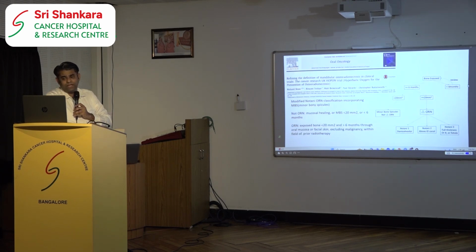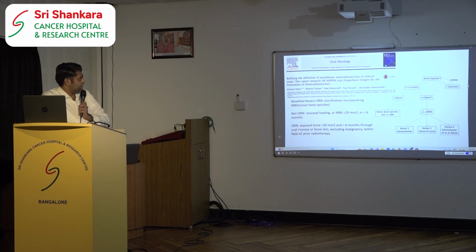This has been modified by the group which conducted the HOPON trial, that is hyperbaric oxygen for prevention of osteoradionecrosis, where they included minor bony spicules. These are small exposed areas of bone less than 2 centimeter across, that is 20 millimeter across. So they have classified it into not ORN, that is mucosal healing, or minor bony spicules less than 2 centimeter across or less than 6 months.